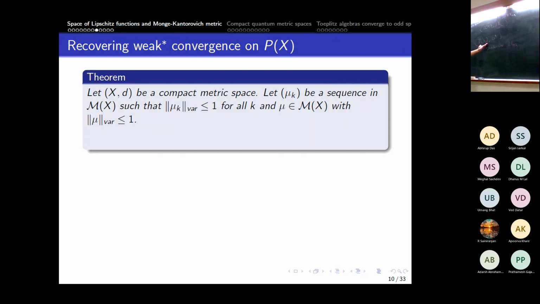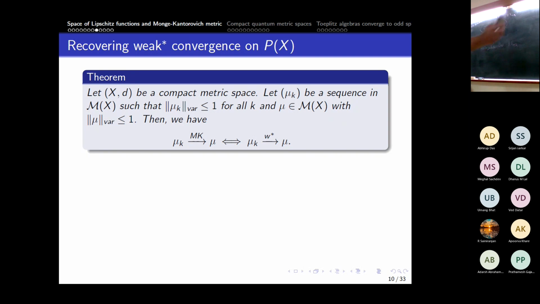So we are going to prove that the space of probability measures with the weak star topology is actually metrizable with respect to this Monge-Kantorovich norm. Let's see the statement. I have written that if we have a sequence of complex Radon measures mu k with variation norm less than or equal to 1, and a measure mu whose variation norm is also less than or equal to 1, then mu k converges to mu in the Monge-Kantorovich norm if and only if mu k converges to mu in the weak star topology. Just note that for probability measures, the variation norms are equal to 1, so they already satisfy this condition.